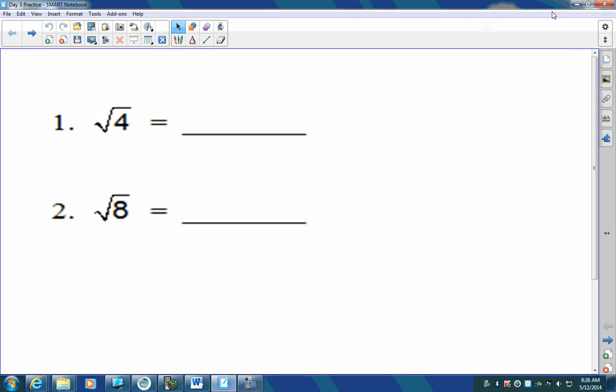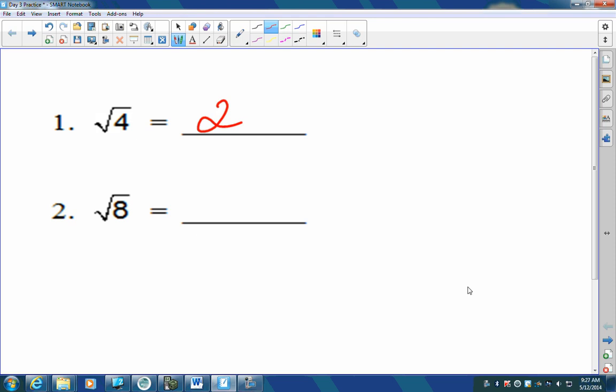All right, we're going to look at simplifying our square roots and how we're going to apply it on the other part of your paper with the Pythagorean theorem. First, let's look, though, at number 1 and just remind ourselves. First off, square root of 4. What is the square root of 4? It is 2. It's a perfect square.